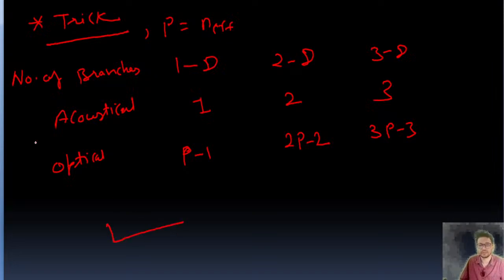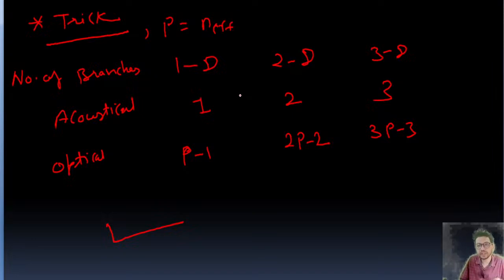Okay, this is the trick. Now on the basis of this trick, I'm going to solve one very good question. Acoustical branches are the same: in 1D there is one acoustical branch, in 2D there are two acoustical branches, and in 3D there are three acoustical branches.